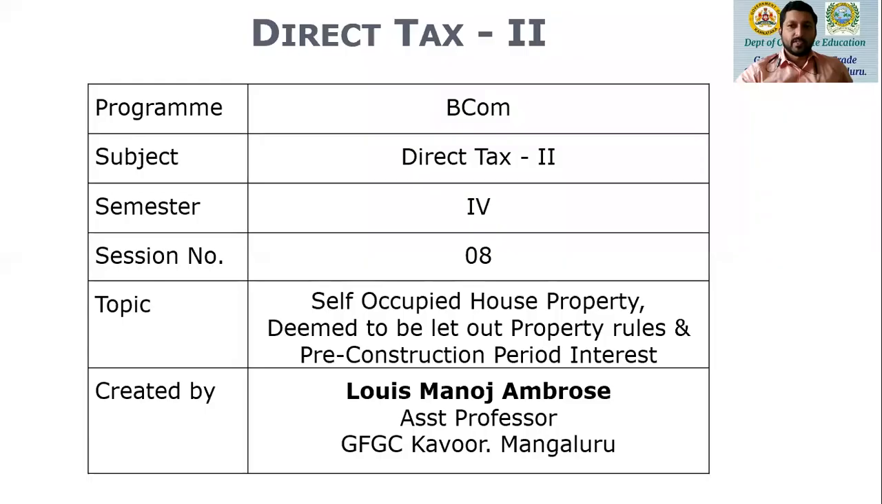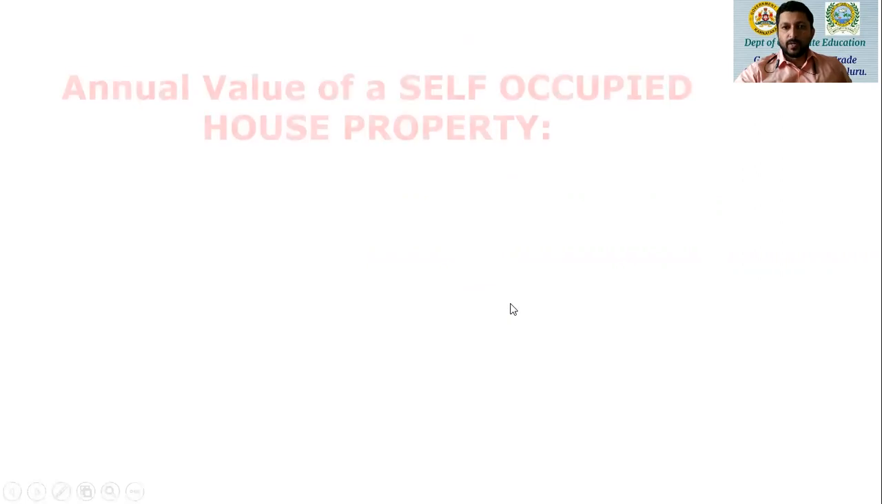Now in this particular session we are going to discuss three very important concepts: rules for self-occupied house property, deemed to be let out property and what are the related rules, and PCP interest, or what we call pre-construction period interest. Now let's look at self-occupied house property.